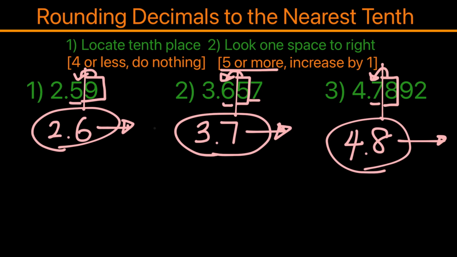So these 3 examples are how you would handle rounding decimals to the nearest tenth value.